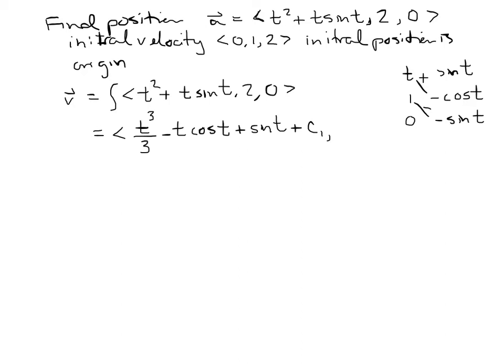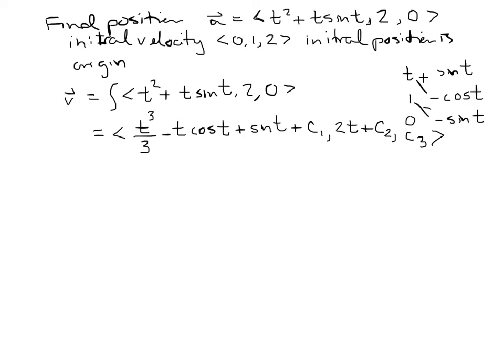All right, next component. So now I'm looking at that 2. The integral of 2 is 2t, and then I need another constant. And I'm running out of room here. The integral of 0, well, that's just going to be some constant. So that would be a C3. Sorry, I kind of ran out of room there.